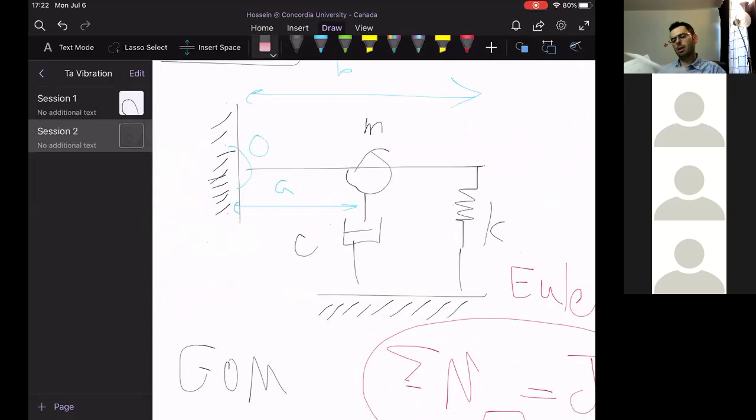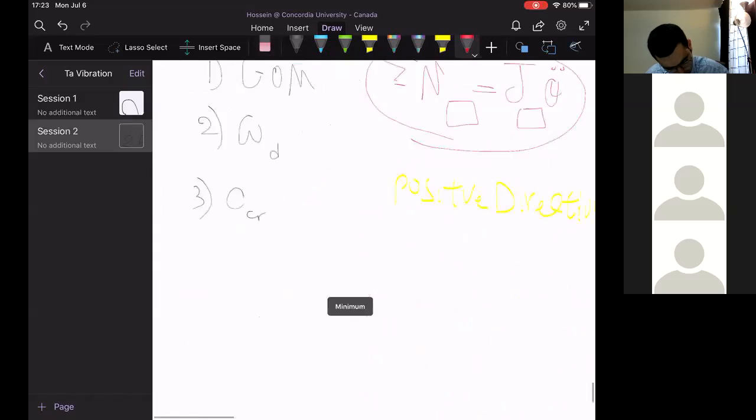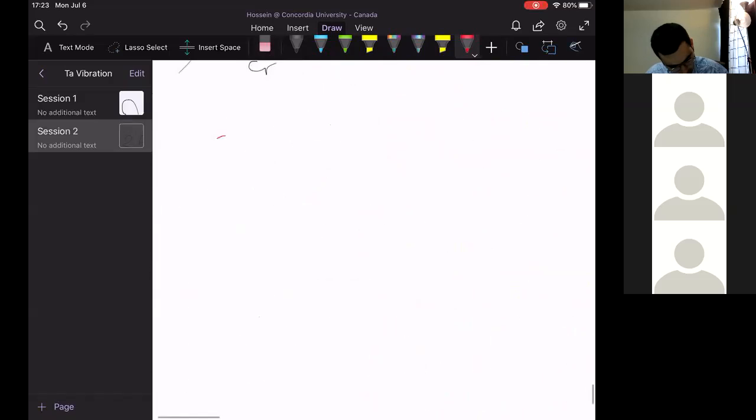So 2.42, and let's find my notes. Okay, let's rotate the system. Let's consider the counterclockwise as the positive direction, right? Positive direction.